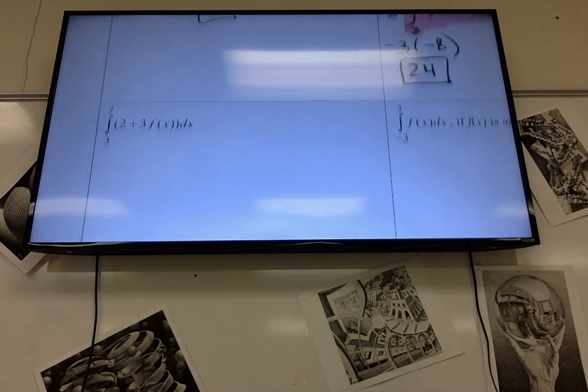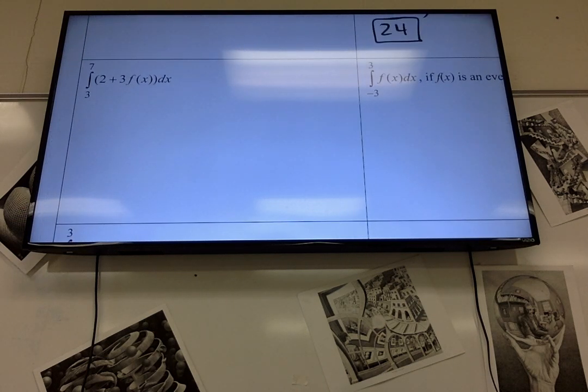So the next one, we're going from 3 to 7, we're adding and subtracting, then I can pull it out, and I can do that to both.